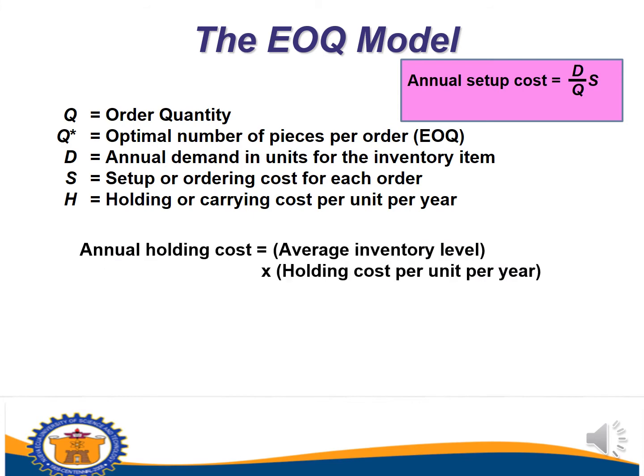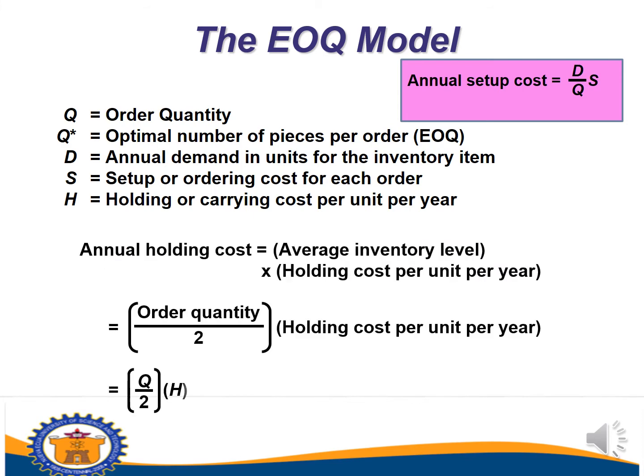While the annual holding cost formula is formed by the average inventory level times holding cost per unit per year. Order quantity over 2 times holding cost per unit per year. So therefore, we have the annual holding cost formula of Q over 2 times H.